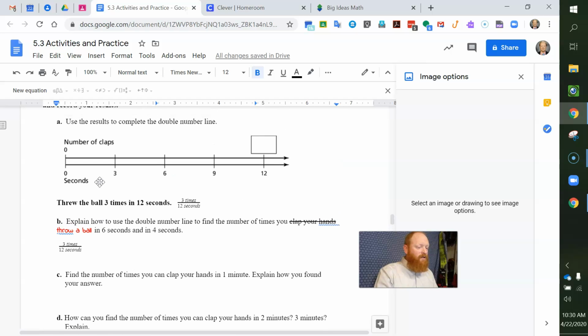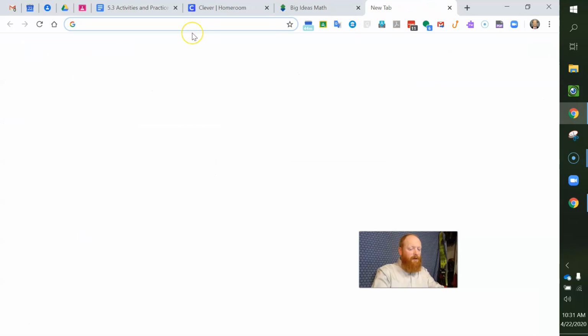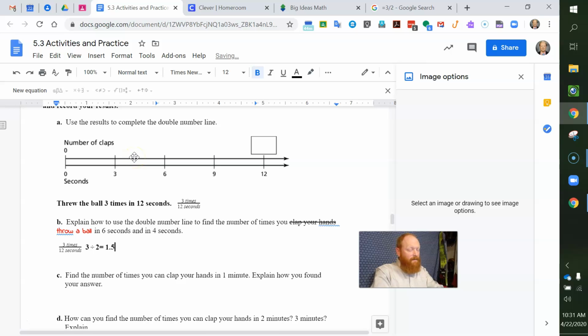Okay, well, let's go ahead and think about this. So half of 12 is 6. So what is half of 3? Well, half of 3 is between 2 and 4, and half of 2 is 1. So I'm thinking about this. If I take 3 and divide it by 2, I'm going to say equals 3 divided by 2, 1.5.